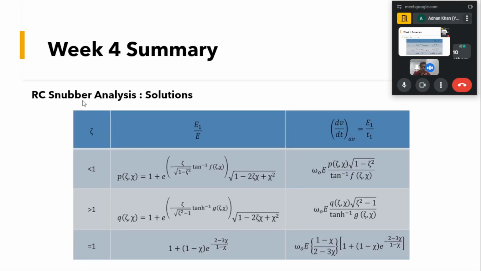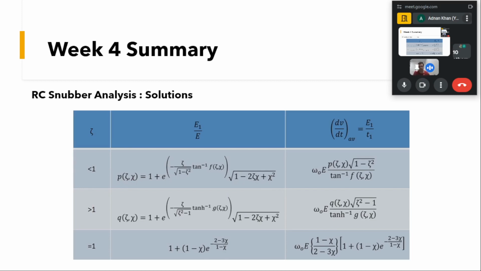So as I told you, the solutions for these equations are very tedious to solve by hand.